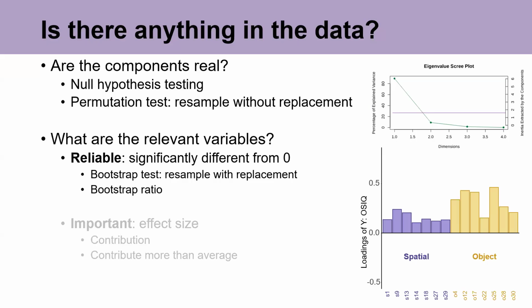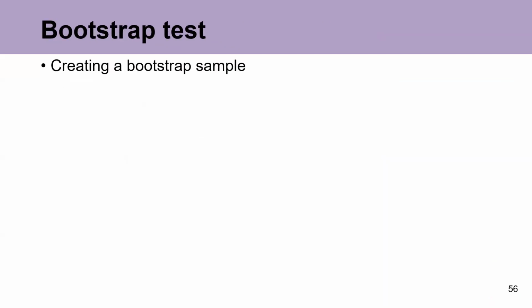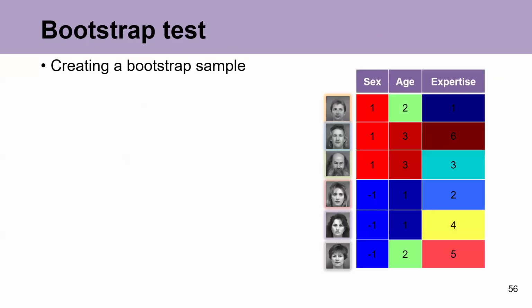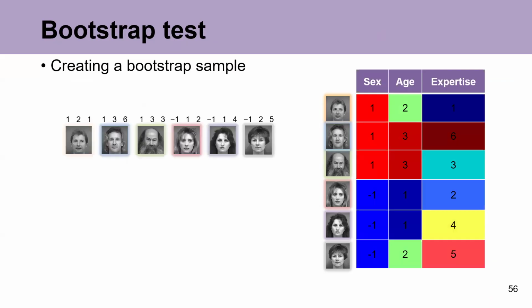Okay, so for the variables, we're using a different way to test it. We're looking at how reliable they are using the bootstrap test. Bootstrap is slightly different from permutation in that we're not breaking the links. Again, we have the same data set, but now the observation stays with the same set of values.